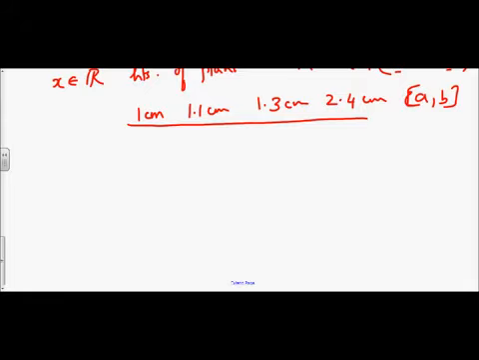Constructing the probability distribution table. How do you do that in different situations?